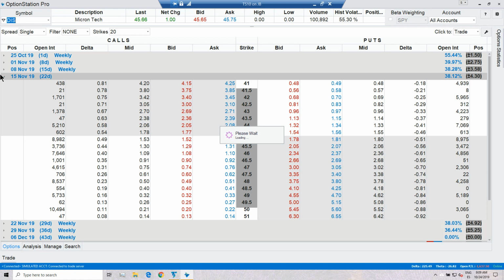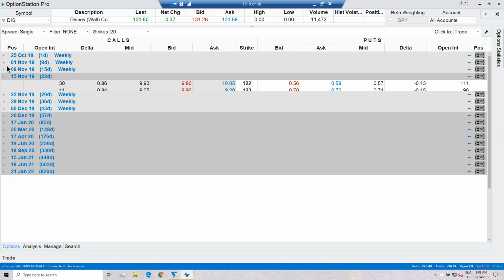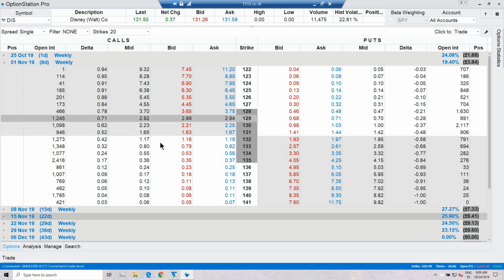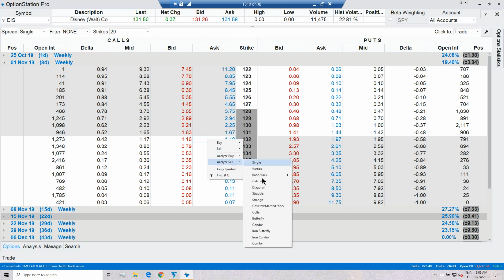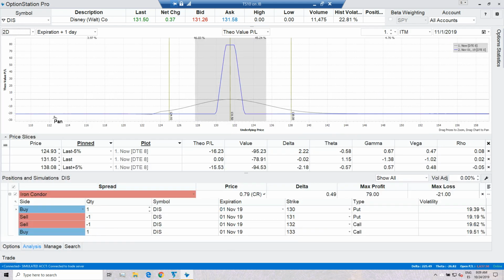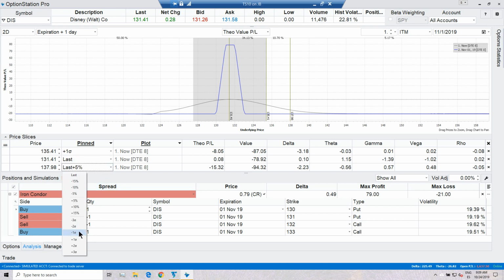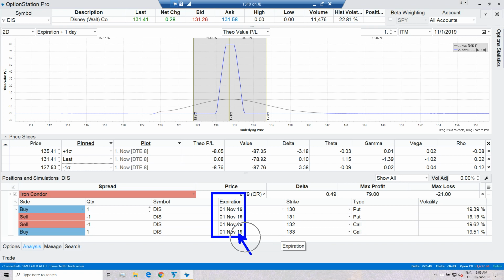The moment Disney loads, I will click on November 1st expiration. Okay, November 1st expiration, and I will right click anywhere to analyze and sell an Iron Condor. So this brings the Iron Condor into my analysis tab, where I can change the -5 to be +1 standard deviation and the -5 and the +5 to -1 standard deviation. So this tells me that no matter the strikes I selected, what's key at this moment in time is to select the right date, not the strikes. So having selected November 1st as the right date, okay, it's telling me that Disney got potential to move all the way to 35 point something and all the way to 127 point something.